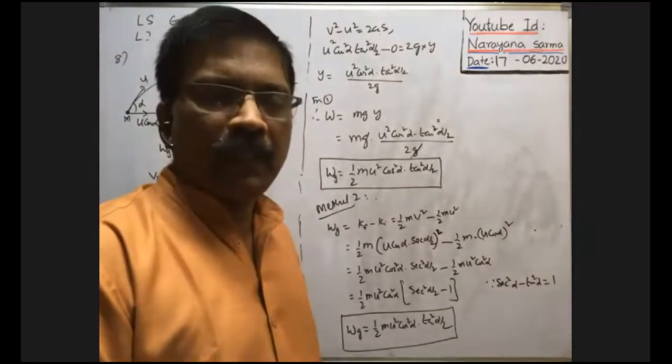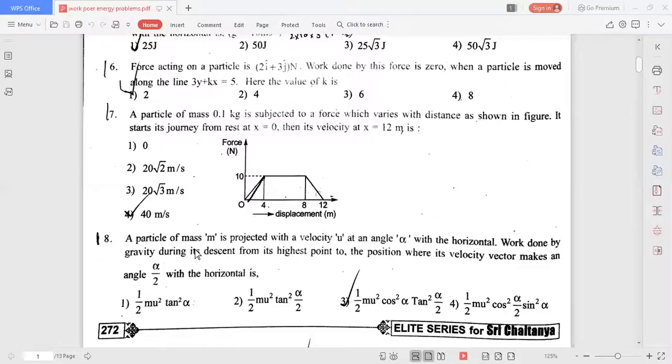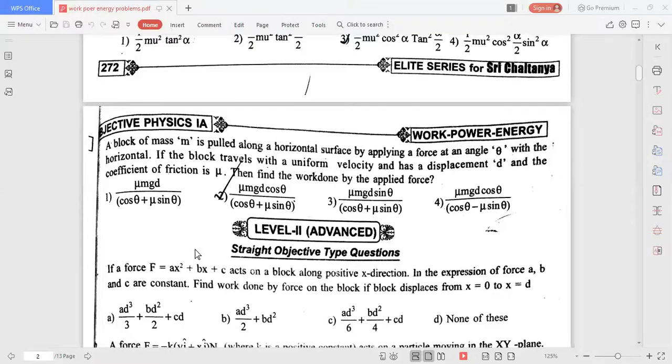Right. Then we move to the next problem. You see the ninth problem. All of you see the ninth problem.